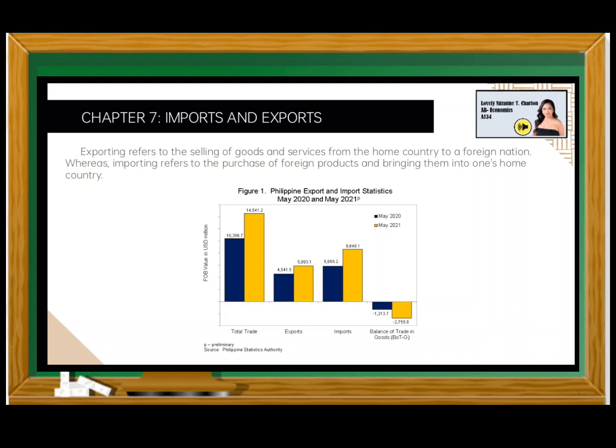The balance of trade in goods in May 2021 amounted to negative $2.76 billion, representing a trade deficit with an annual increase of 109.7%. The trade deficit in the previous month recorded an annual increase of 1,548.9%, while in May 2020 it was at negative 64.0%.